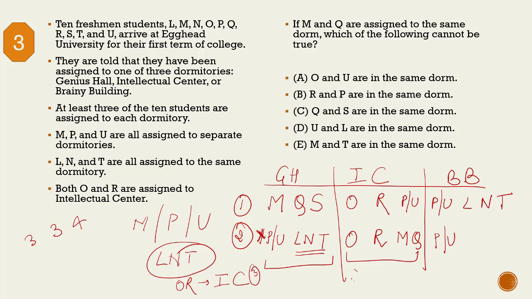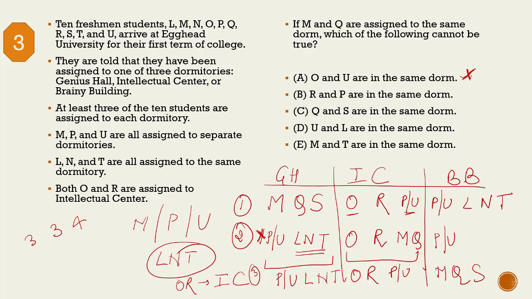Third case could be O, R, M, Q goes here and U, and this would just be the replica of the previous one. Now let's look at the options. We have to answer which of the following cannot be true. O and U being in the same dorm, that is possible. That is very much possible, as we have seen. O and U can be in the same dorm. So this cannot be my answer.